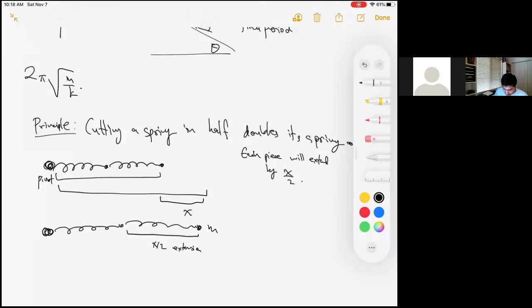So if the spring has been extended by x over 2, and the spring constant here is k prime, then k prime times x over 2 has to be the total force on this. But we already know that if we treat the whole thing as one spring, it should just be equal to kx, just because that's what the spring constant means. And then this implies that k prime is 2k.